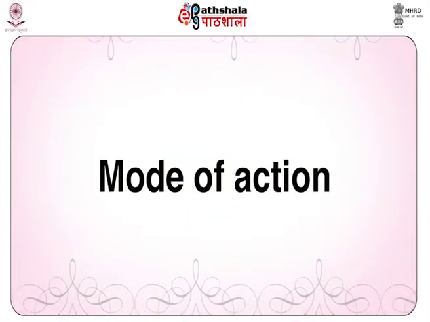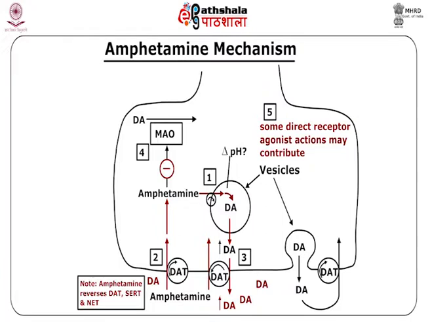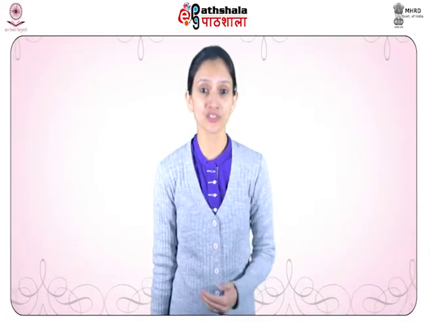Next is mode of action. The major mechanism of action of amphetamines involves the release of monoamines from storage sites in axon terminals, which leads to increased monoamine concentration in the synaptic cleft. The release of dopamine in the nucleus accumbens and related structures is responsible for the reinforcing and mood elevating effects of amphetamines. Cardiovascular effects result from the stimulation of release of noradrenaline.